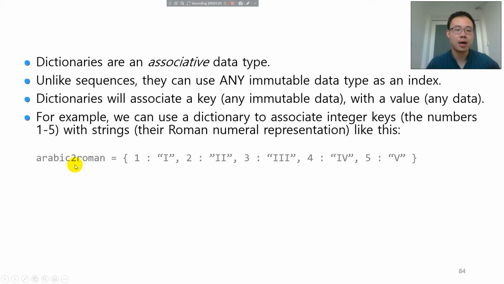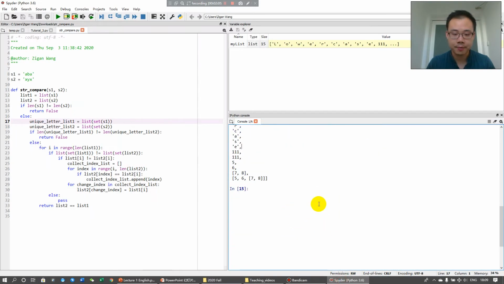Okay, so for the dictionary here we give a name called Arabic to Roman, and we use a curly bracket to enclose every element of the five associations. Here we cannot say that the Arabic to Roman has its first association as 1 to I, its fifth association is 5 to V. We cannot say that.